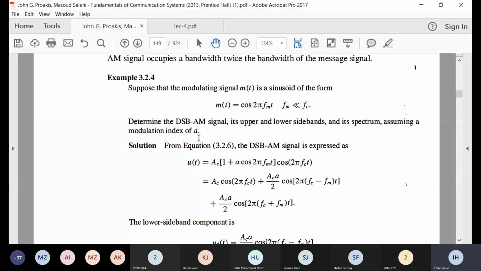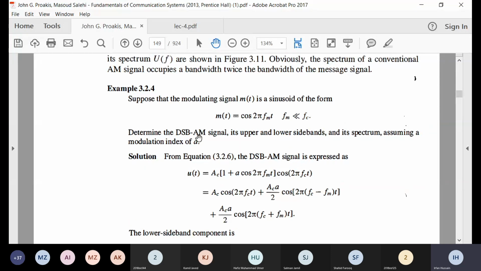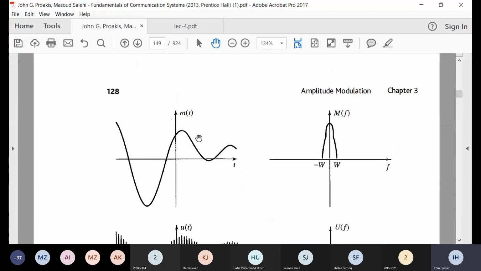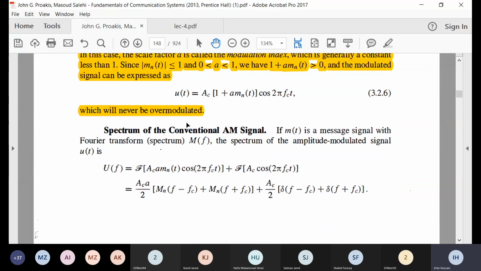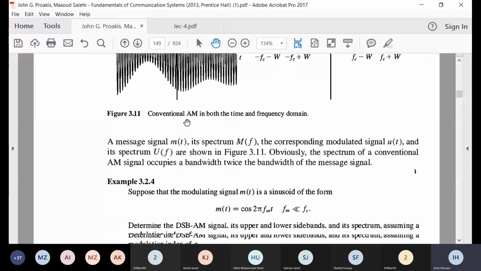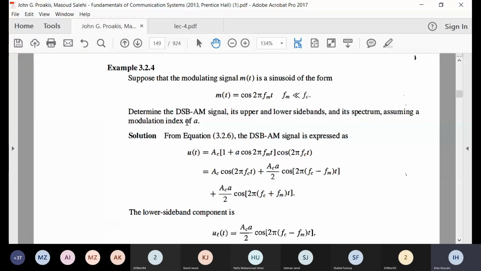So A is the index which we know will always be between 0 and 1. You can see here the value of A is positive, less than 1 and greater than 0. This will ensure that the signal is never over modulated.